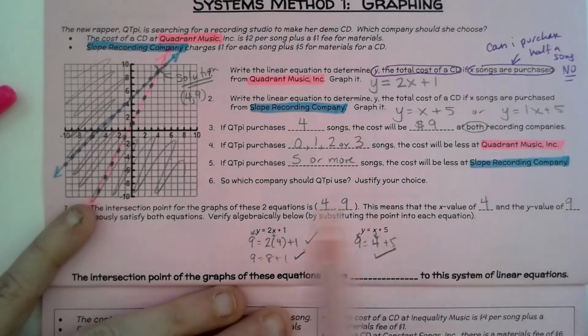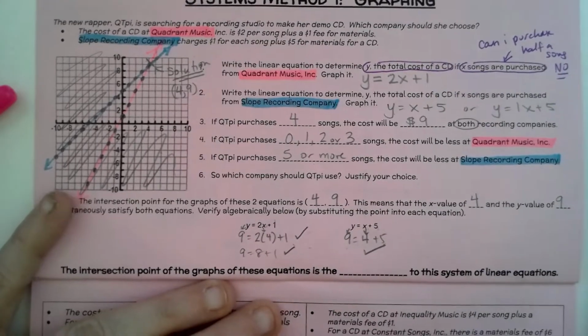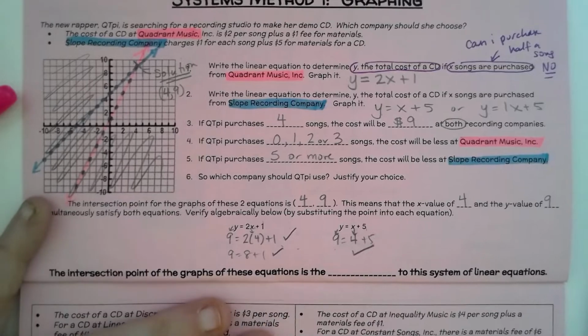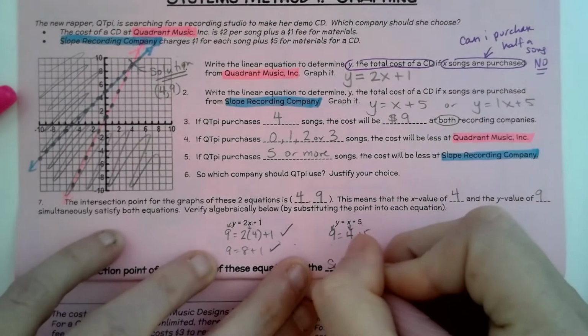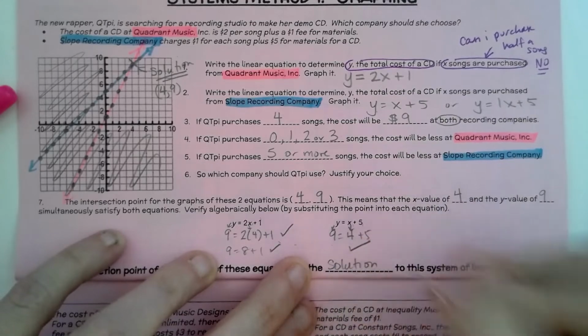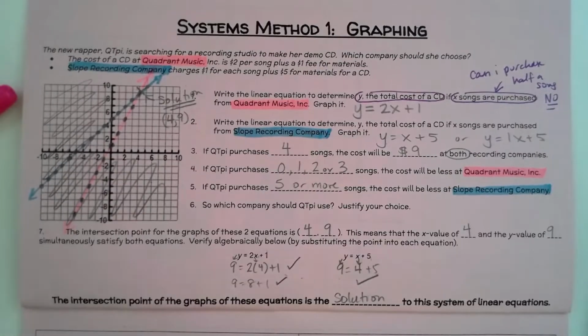Remember, just like with a system of inequalities, it has to make both of the equations true. It can't just make one true. It's got to make them both true. So the intersection point of the graphs of these equations is the solution to this system of linear equations. So the first thing we can see is one solution.